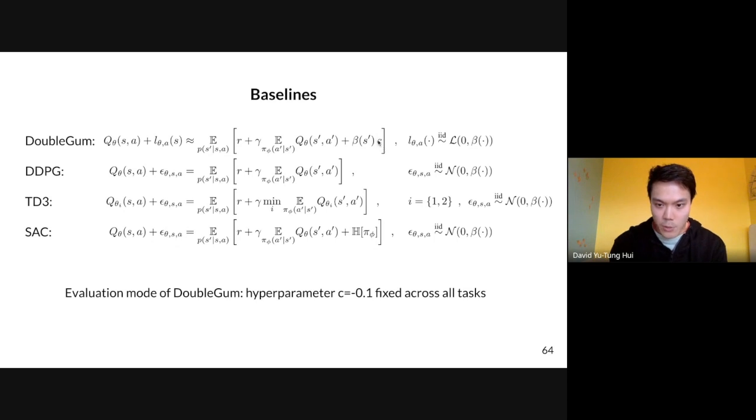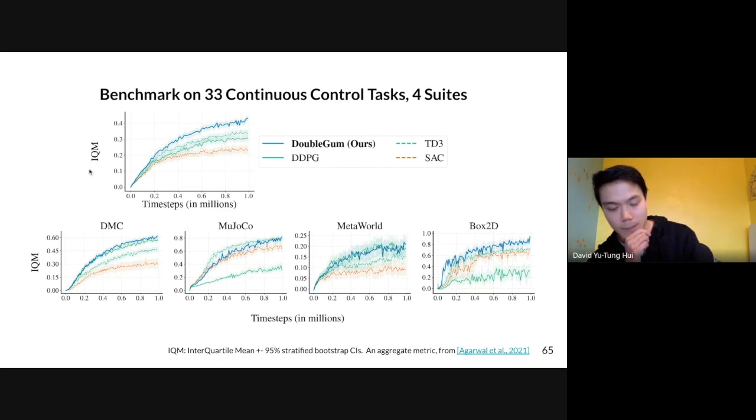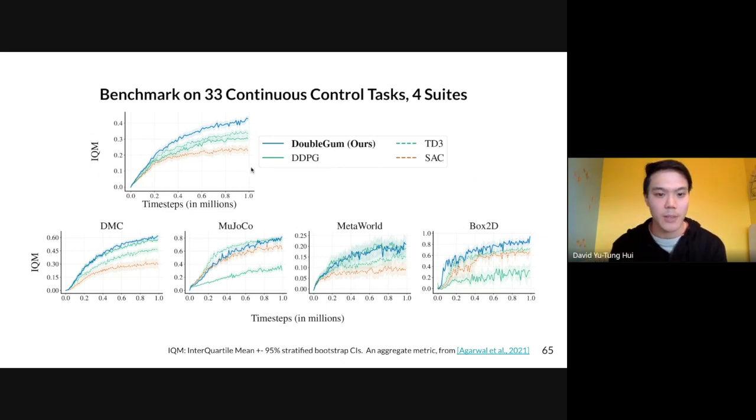So what I've done to evaluate, first of all, is I fixed the C hyperparameter to minus 0.1, which was a value that I found worked well across all tasks. And across these 4 suites, we benchmarked on 33 tasks with this fixed hyperparameter. And what we found was, in general, in aggregate, over all these 33 tasks, we performed better than the 3 baselines. So this metric here is an interquartile mean. It's a method of aggregating the performance over, say, all these 33 tasks.